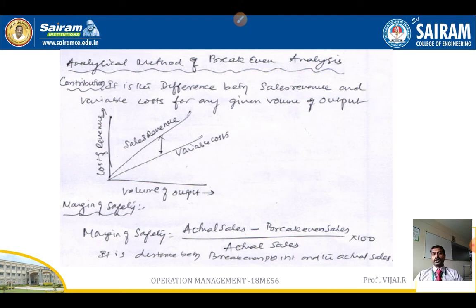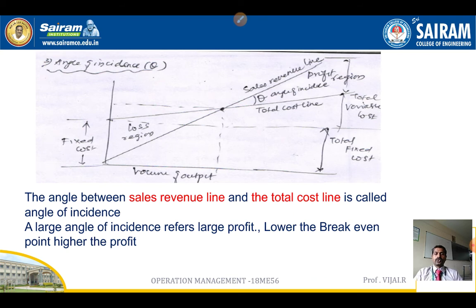So here you can see the graph, volume of output is the x-axis, and the y-axis is the cost of revenue. We have drawn the variable cost line and the sales revenue line, okay? If there is a difference between the sales revenue and the variable cost, we call it contribution. And now when there is an intersection between these two, the sales revenue line and the total cost line, okay, there is the point where in this graph you come to know the angle of incidence. The angle of incidence is the angle which is between the sales revenue line and the total cost line.